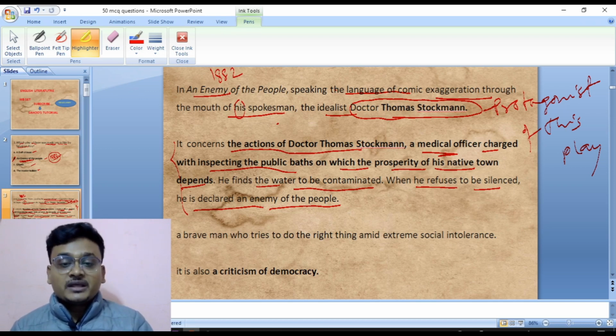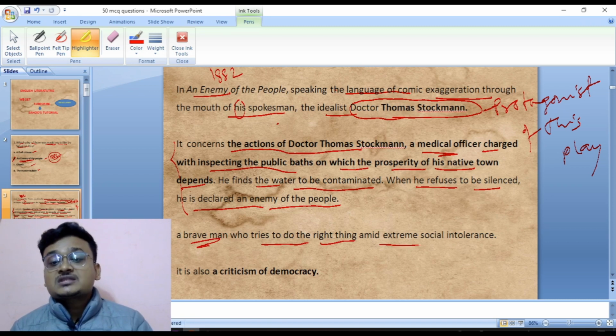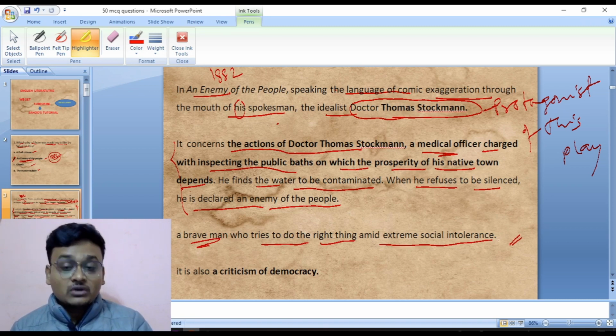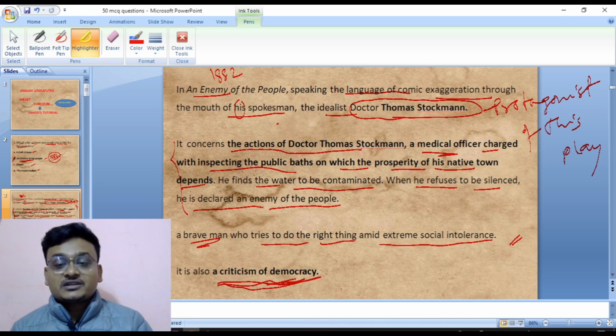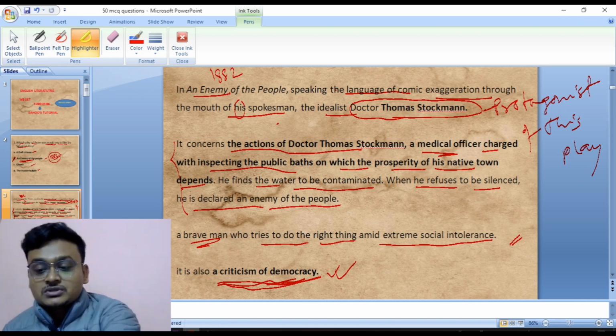So in this play we will see that Dr. Stockman is a brave man who tries to do the right thing amid extreme social intolerance. In the middle of the social intolerance, he was trying to fight. And it is a criticism of democracy; in this Ibsenian play he was criticizing the theme of democracy. So it was about An Enemy of the People, published in 1882. Now move to the next slide.